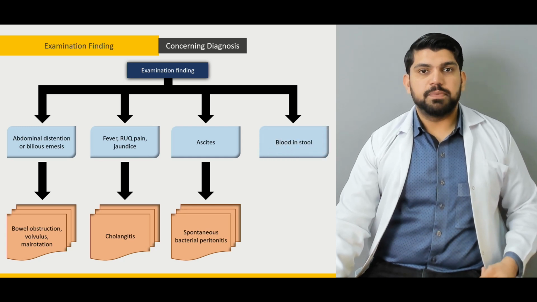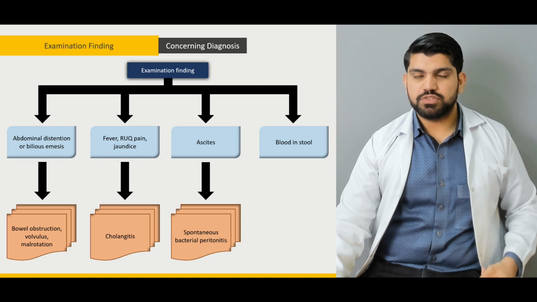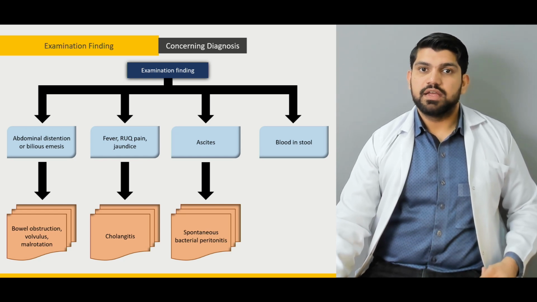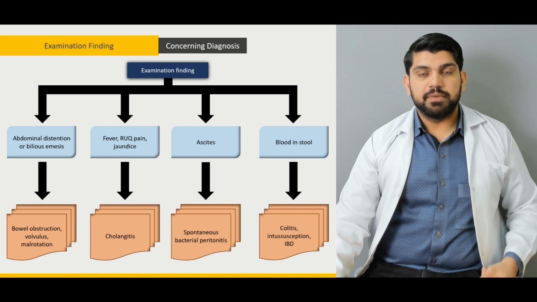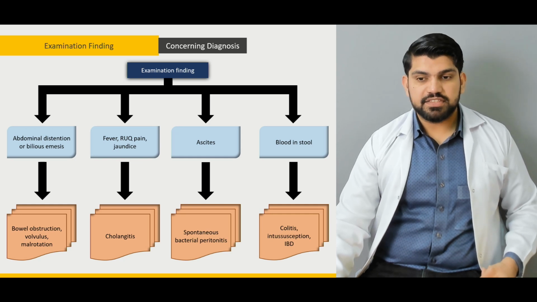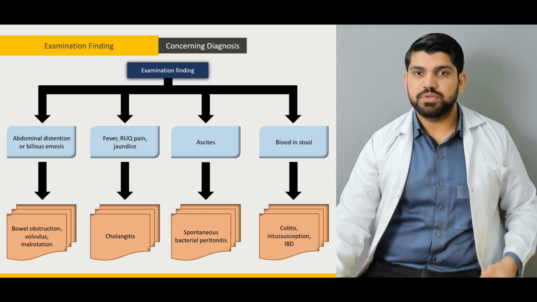Next is blood in stool. There are multiple reasons for blood in stool: upper GI bleed, variceal bleed, ischemic colitis, inflammatory bowel diseases, and intussusception. So abdominal pain can present with other extra-abdominal diseases. It's not necessarily true that abdominal pain is solely or always abdominal in origin. There are multiple other diseases, which I'll explain in the next couple of slides, that can present with abdominal pain.